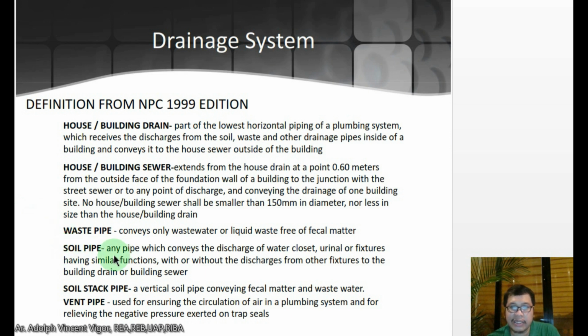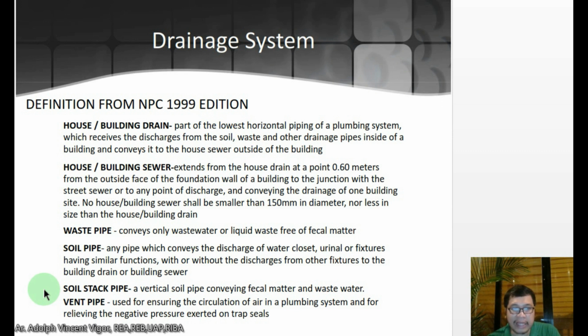The waste pipe is defined as a pipe that conveys wastewater or liquid waste free of fecal matter. Then a soil pipe is any pipe which conveys the discharge of a water closet, urinal, or fixtures having a similar function, with or without discharges from other fixtures, to the building drain or building sewer. Then we have a soil stack pipe. It's a vertical soil pipe conveying fecal matter and wastewater.